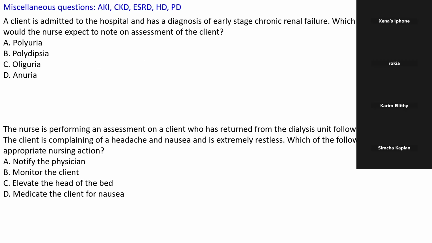A client is admitted to the hospital and has a diagnosis of early stage chronic renal failure. Which of the following would the nurse expect to note on the assessment of the client? Is it polyuria? Early stage, polyuria. Yeah, polyuria, then it progresses to late stage to anuria, and the client will lose the normal function of the kidney by having this oliguria or anuria later on. But the early sign will be polyuria.